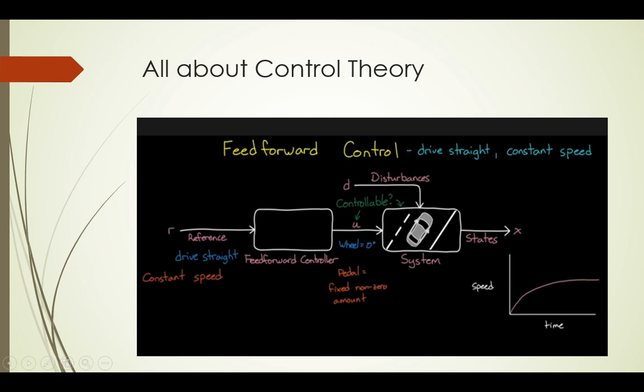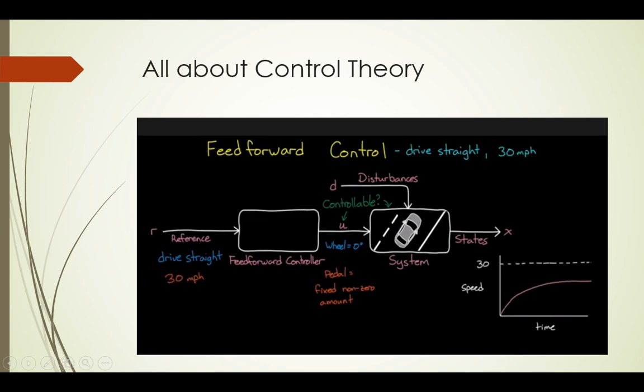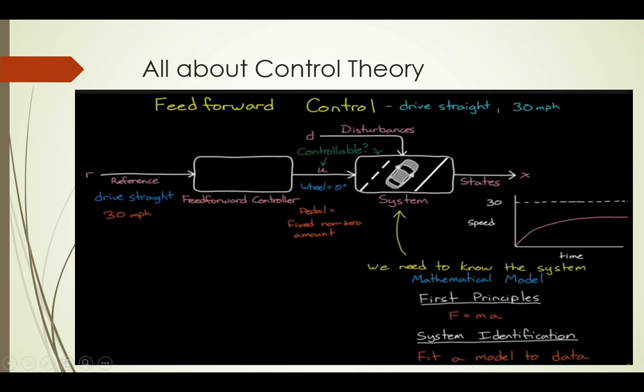To solve this problem, let's say we want 30 miles per second as our reference input. So the reference speed that we want is 30 miles per second. We need some fixed pedal location to achieve this speed. How do we calculate this pedal location, or where we have to put the pedal to get the desired result? For that, we need a relation. How do we get the relation? We need to know the system, so we need its mathematical model.